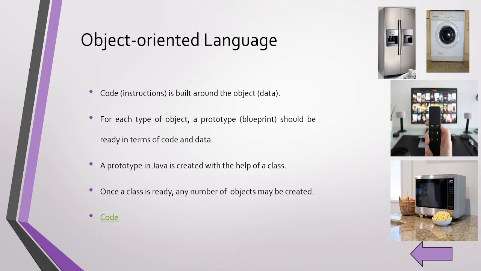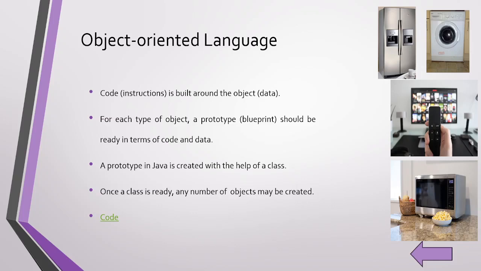The refrigerator object, if you see, it manages temperature. After reaching a certain temperature level, it starts cooling. That is the main motto of the refrigerator object. Keep the things cool so that they don't get spoiled easily. So here two things are there. One is temperature, that is known as data, and instructions to control the temperature, that is code.